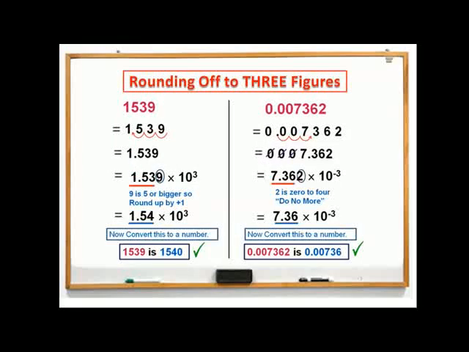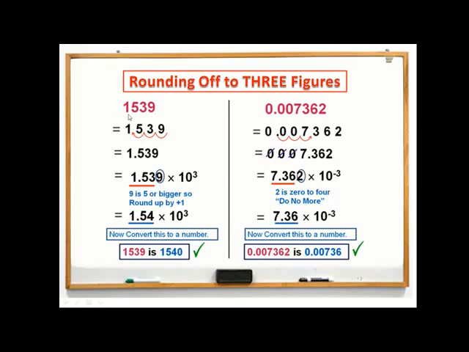And when you are calculating some numbers, they ask you to round to some significant figures. For example, I have a number 1539. They are asking to round this number to 3 significant figures. How can we write it? Let us see the steps.